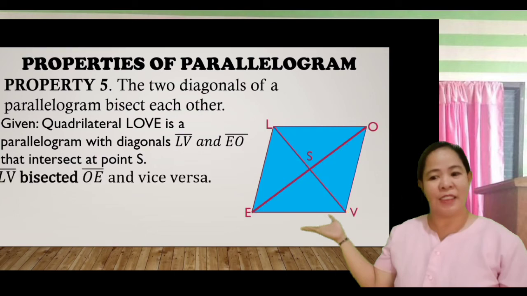Now, LV bisected EO into two equal segments. So meaning, ES is congruent to OS. And then, EO bisected LV into two equal segments also. So meaning, LS is congruent to VS.